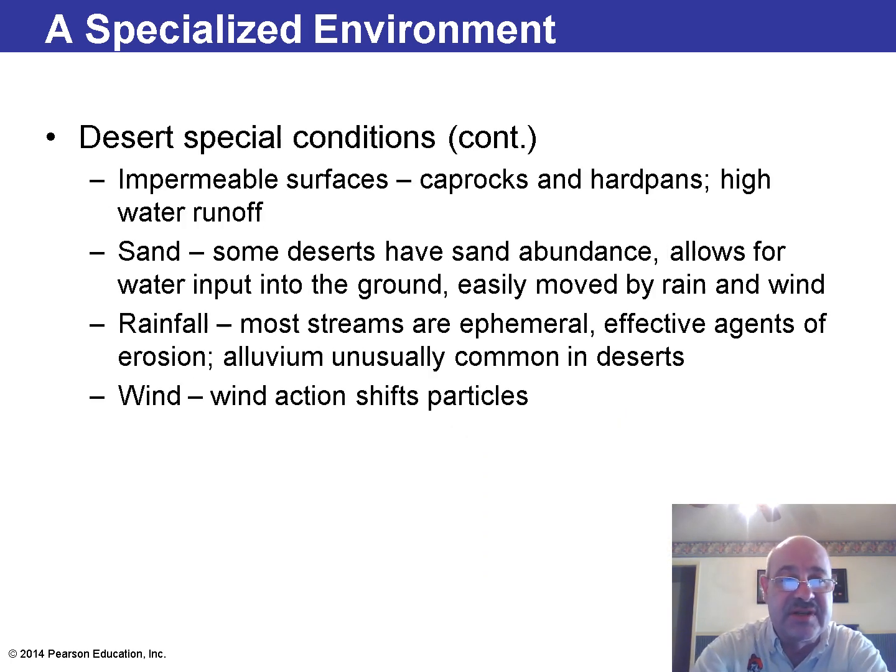Some more special conditions. Impermeable surfaces. Impermeable means you can't get water down to it. Why? Because it's bedrock. Okay? Cap rocks and hard pans. We've already talked about cap rocks and hard pans. That's that more resistant strata that's on top. Softer stuff underneath, more resistant stuff on top. Okay? High water runoff because it's dry and hard.